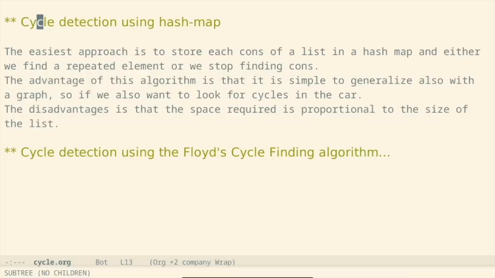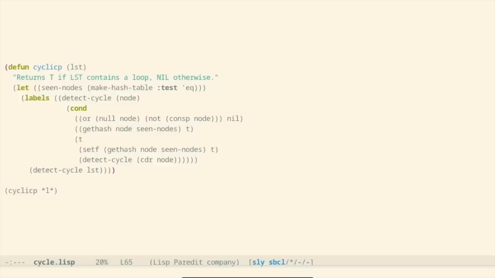because we have to store inside the hash table each cons inside our list. We can see an example of implementation. We keep a hash table of the nodes that we have seen, and then in this case we use tail recursion. So we iterate over the list using tail recursion, and for each element, if we find a nil or an element that is not a cons, so we are not working with a proper list, we haven't found a loop, and so we return nil directly.